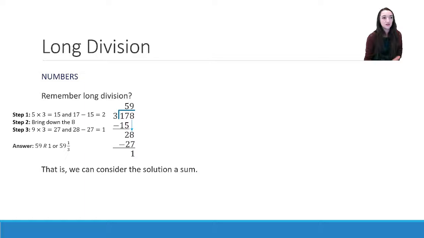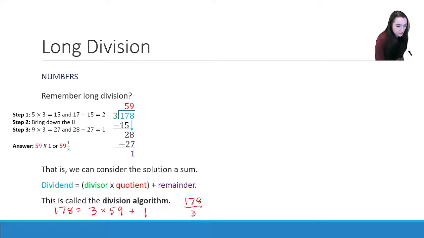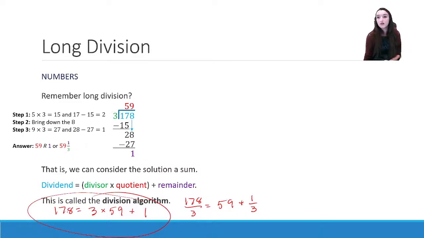So the division algorithm is the dividend equal to the divisor times the quotient plus the remainder. So in this case, we would write it as 178 is equal to 3 times 59 plus 1. But we can alternatively say that 178 over 3 is equal to 59 plus 1/3. Either is an okay way to present our answer, but if you're asked to present it using the division algorithm, it would look like this. Either way, it gives the same information, though.